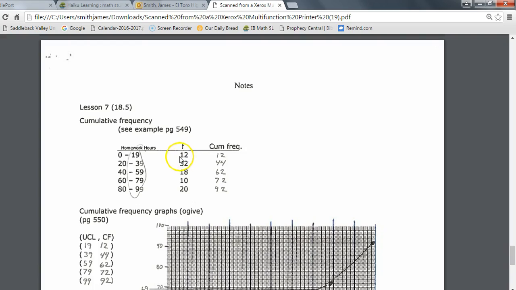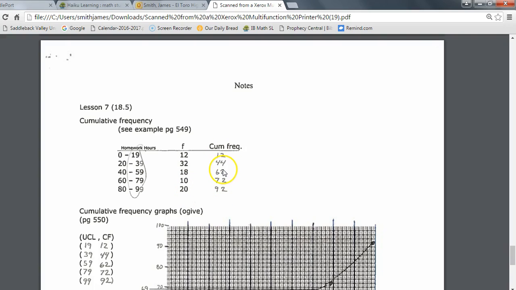So if you take a look right here, this is a table that we've seen similar to this in the past, where we have a class and then a frequency chart to go with it. So from right here, if this is the class that did from 0 to 19 hours of homework, there were 12 people within that class of data. There were 32 people who did somewhere between 20 and 39 hours of homework, 18 people within this class, and so on and so on. And here's the new column that we're adding in.